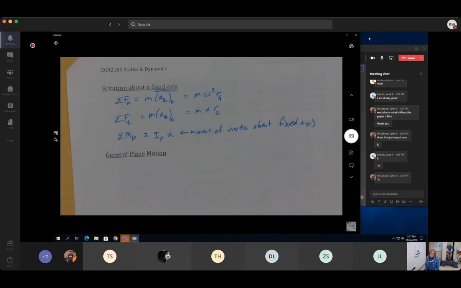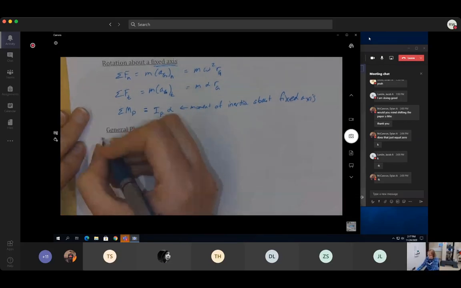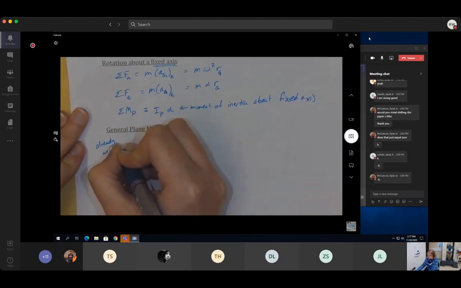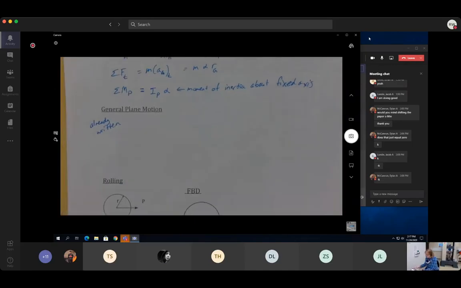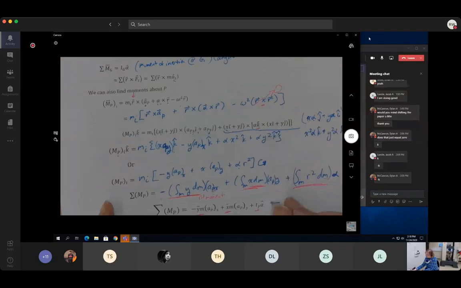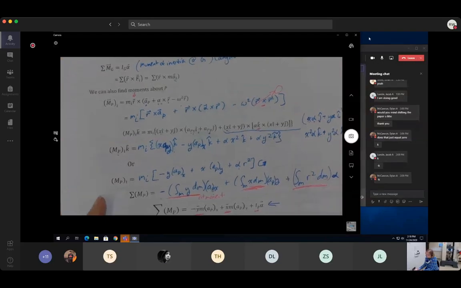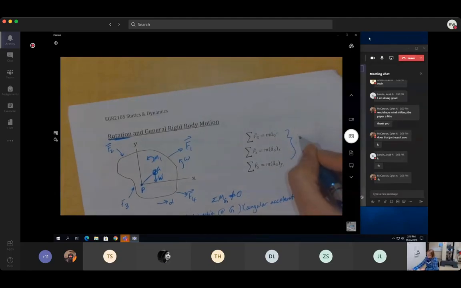Okay. I'm going to skip the general plane motion because it's what we've already written down a couple of times. So it's the equation that we landed with here, and here, and here.